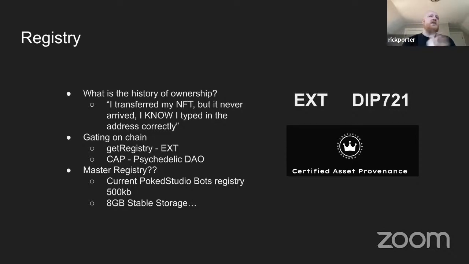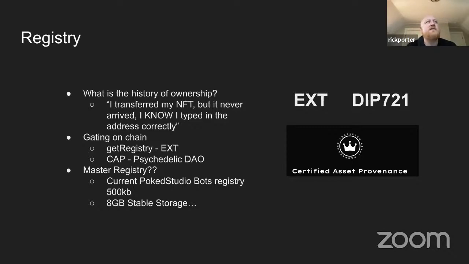EXT and DIP 721 both have integrations with certified asset provenance, which is CAP by Fleek, but both of them actually contain a registry, so you should be able to get that registry. Another value add of having the registry itself is gating on chain, right? For EXT it's get registry. This is the big trick on how Discover actually gates our portals. We're able to grab the registry, which contains the entire ownership table of an NFT, and pull that data in and determine who owns what in real time.